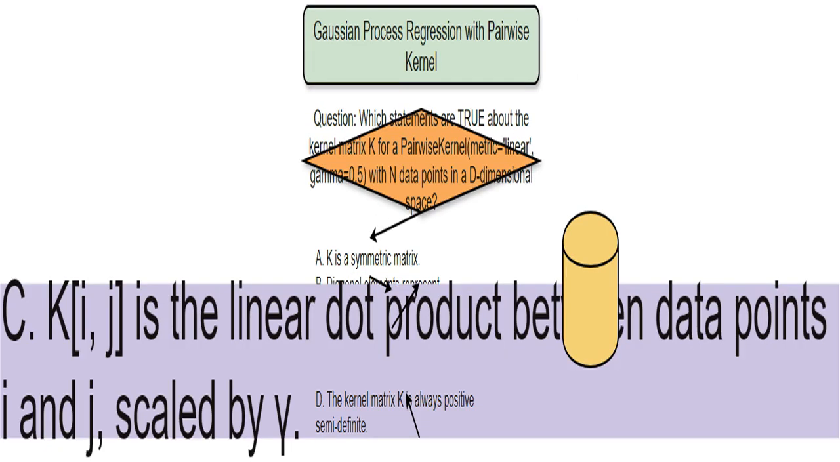Okay, let's break this down. K_ij represents a single element in our kernel matrix. The subscripts i and j refer to two different data points. The value of K_ij is calculated by taking the dot product, a way of multiplying vectors, of data point i and data point j, then I multiply that result by gamma, which is a scaling factor, 0.5 in this example. It's a simple scaling of the similarity between those two data points.